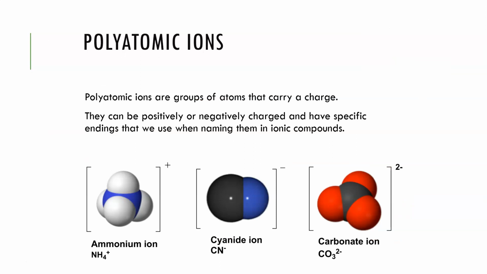Things get a little bit more complicated when we come to polyatomic ions. Polyatomic ions are compounds, usually covalently bonded molecules, that have an overall charge to them. So they're groups of atoms that carry a charge when they're bonded together. They can be positively charged, such as the ammonium ion, or negatively charged, and they have specific endings when we talk about them, when we name them.